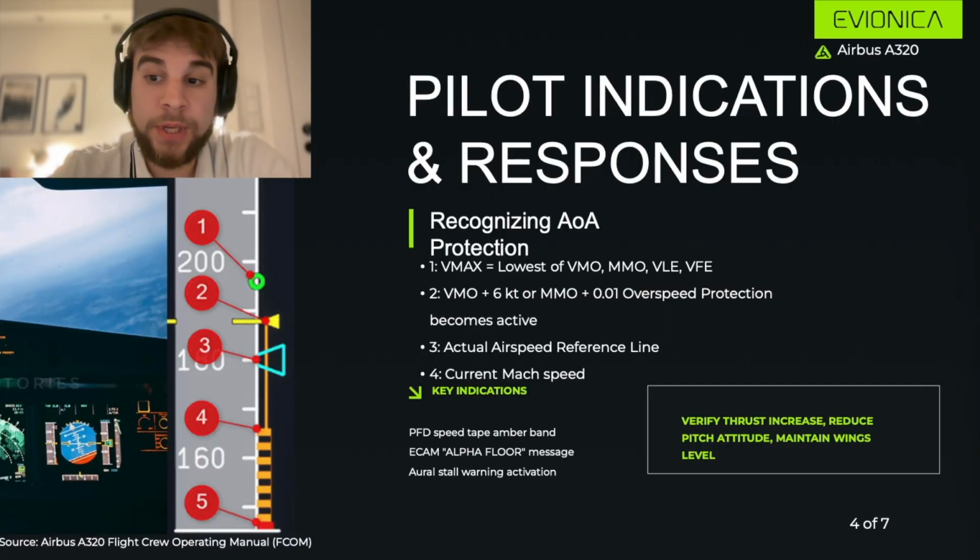When angle of attack protection is active, several indications are presented to the pilot. On the primary flight display, the speed tape shows amber and red bands corresponding to the protection limits. The ECAM may display an alpha floor message, and an aural warning may also be triggered depending on the situation. In response, the pilot should verify that the thrust is increasing, reduce the pitch attitude, and maintain wings level. These actions help the aircraft recover to a safe flight condition.